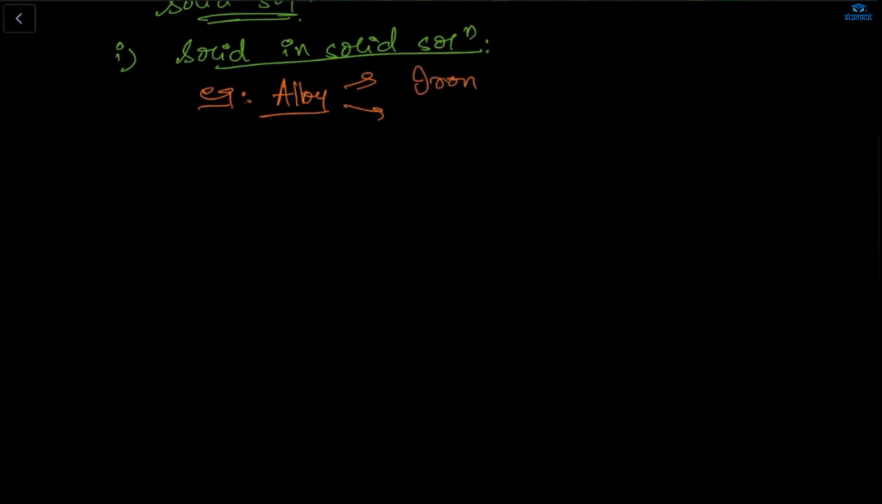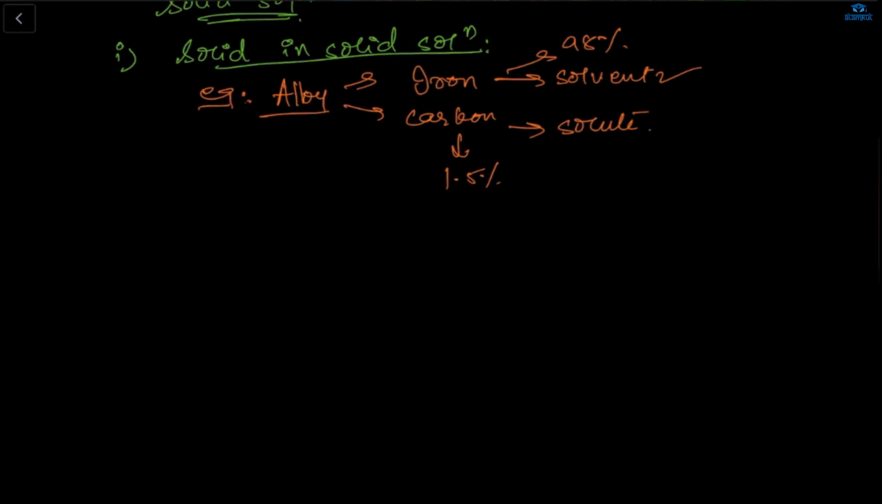Iron, and the non-metal is carbon. And is iron the solvent or the solute? Solvent, because iron is present at 98% and carbon is only 1.5%. The greater the percentage, the more it is the solvent, and the lesser the percentage, the more it will be the solute. Okay, now next, solid in solid solution is done.